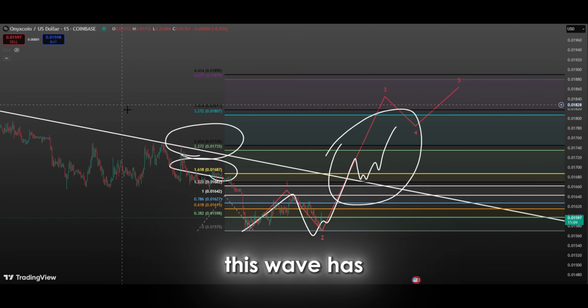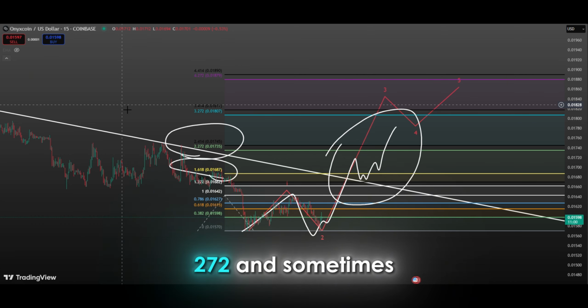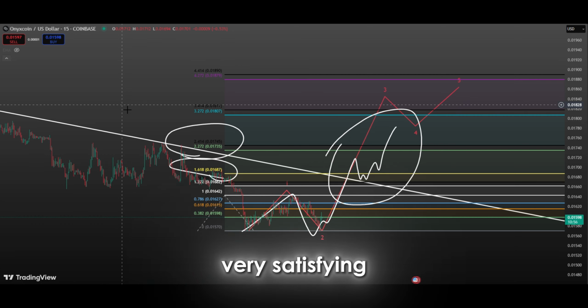Technically, the length of this wave has to be at least 1.618 times the first wave. But this is only the minimum. In many cases, the third wave can be as long as 2.272 and sometimes even 2.618 times. This implies a very satisfying and potential bullish move for the price.